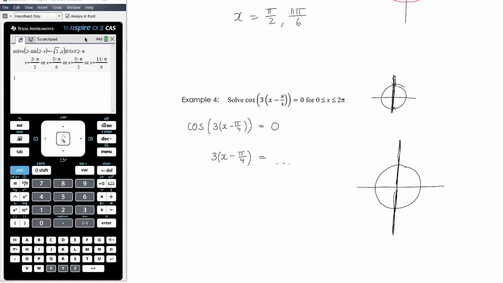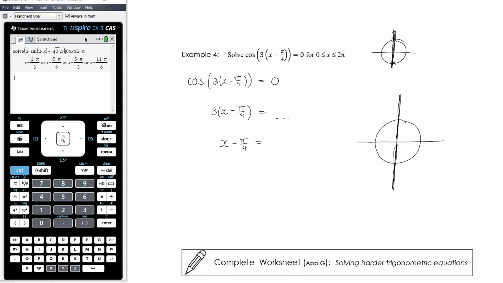Then, after we've got those solutions out of the unit circle, we'll focus on solving for x, which means we will divide all those solutions by 3. So we'll end up with x minus pi on 4 equals a whole lot of solutions. And then we'll add pi on 4, and we'll get x equals our final set of solutions.